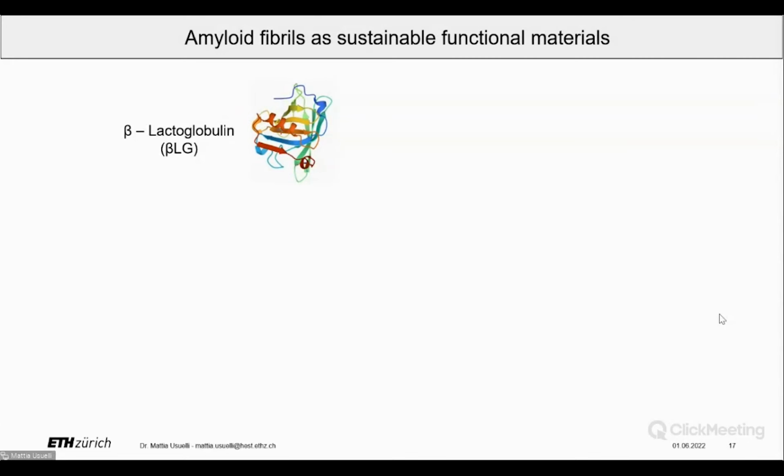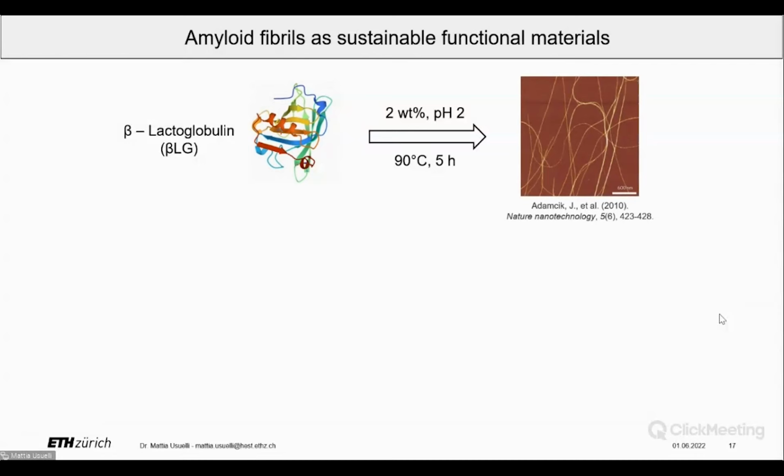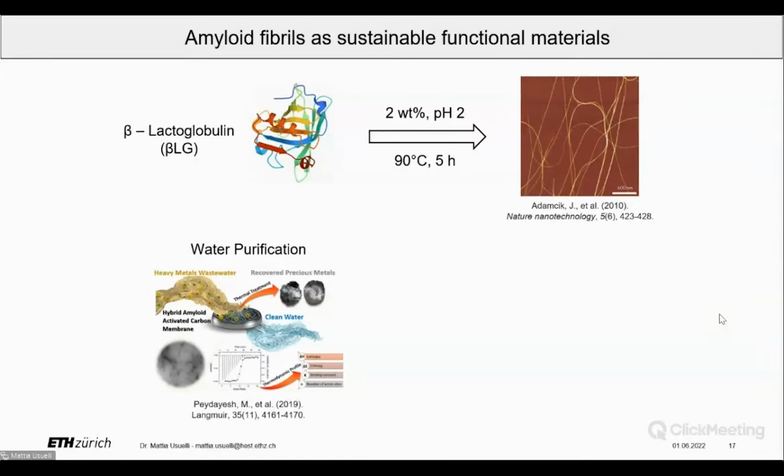For example, if you start from a very famous protein, beta-lactoglobulin, which is the main protein fraction of whey, a residue from cheese production, we can see that if we form a suspension at 2.8% at pH 2, and we heat it up to 90 degrees while stirring for around 5 hours, we form these elongated amyloid fibers that you can appreciate in this AFM image.